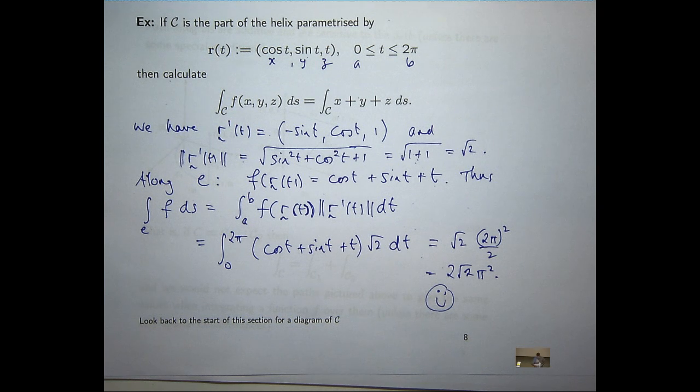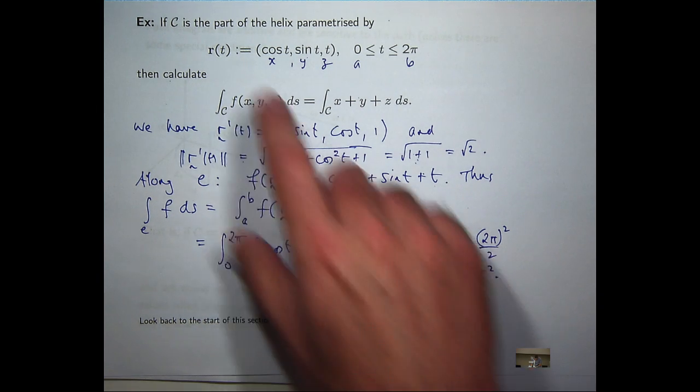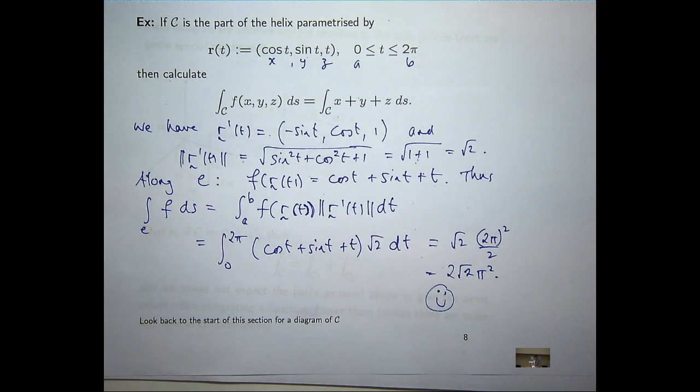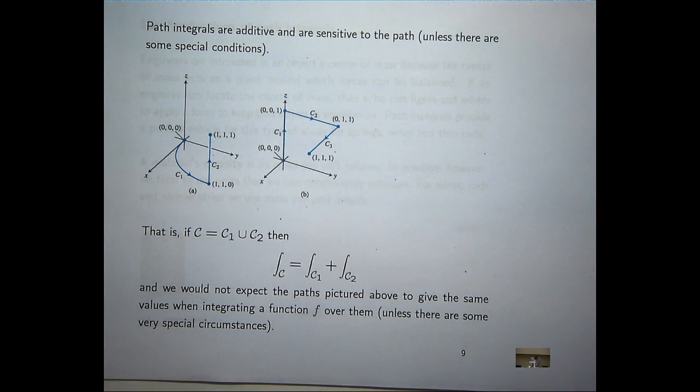Okay, so to put this into some perspective, let's say the helix involved was a spring or a coil, and the f was, say, a density function, right? What you've produced there is a measure of the total mass of the coil or the spring. Now, if this path integral is a kind of integral, what properties does it have?